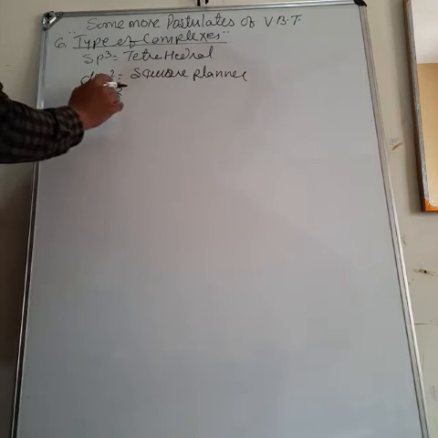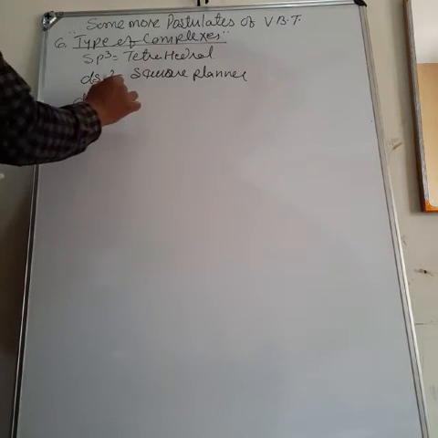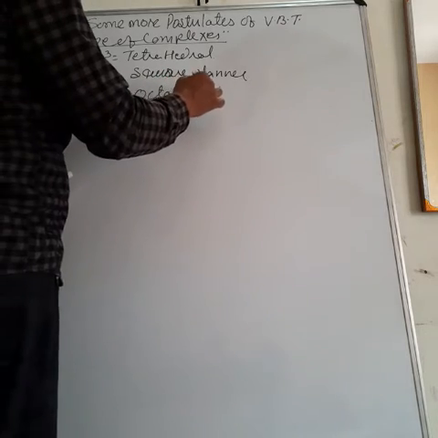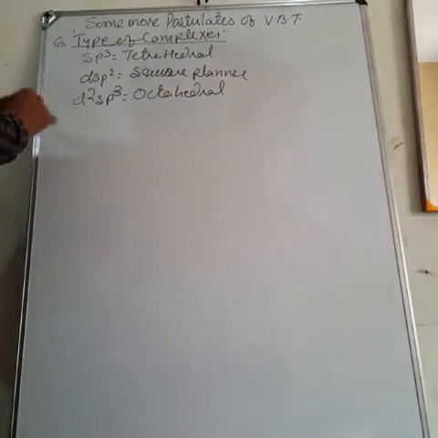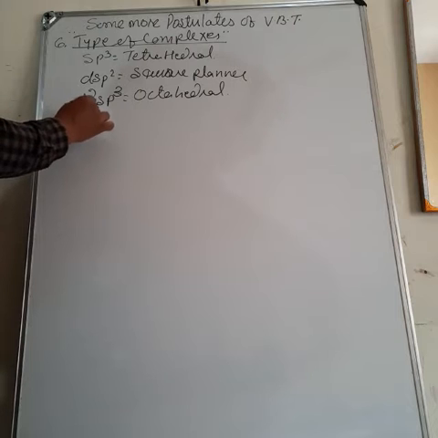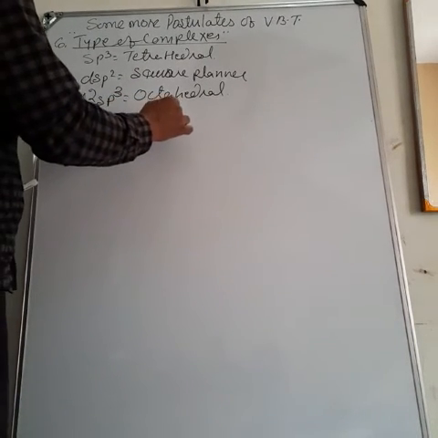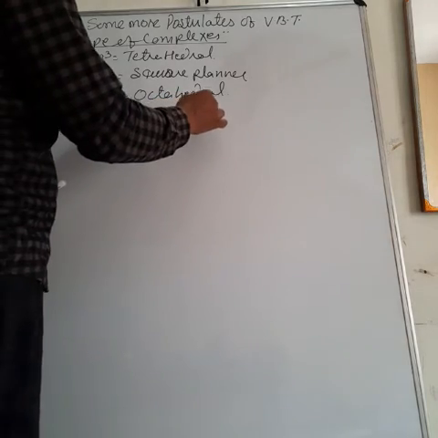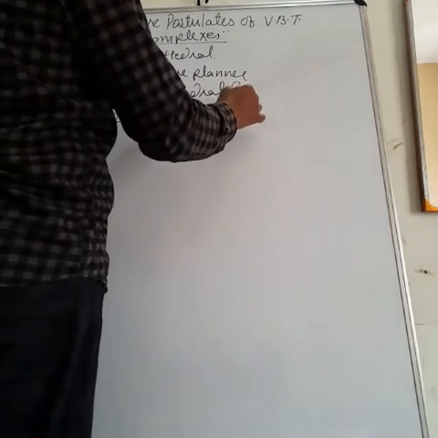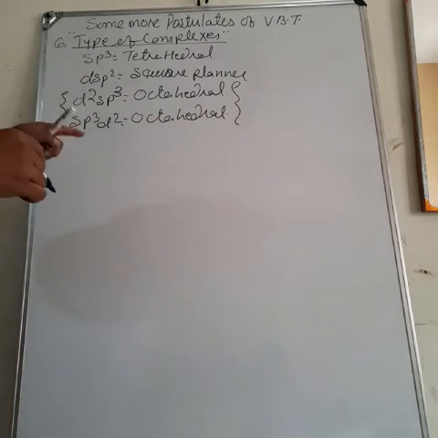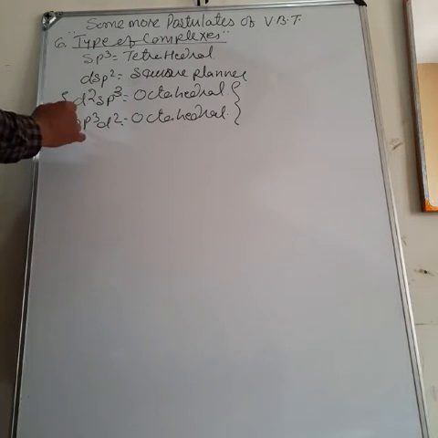And if it is d2sp3, then it is octahedral. And if it is sp3d2, then again it will be octahedral. Now students, there are two cases when the complex is octahedral, like d2sp3 and sp3d2.